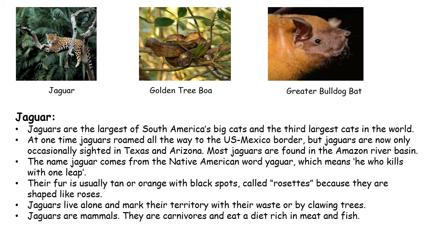Their fur is usually tan or orange with black spots, called rosettes, because they're shaped like roses. Jaguars live alone and mark their territory with their waste or by clawing trees. Jaguars are mammals. They're carnivorous and eat a diet rich in meat and fish.